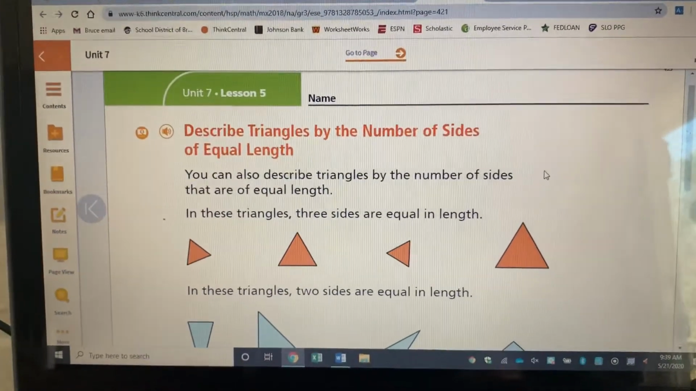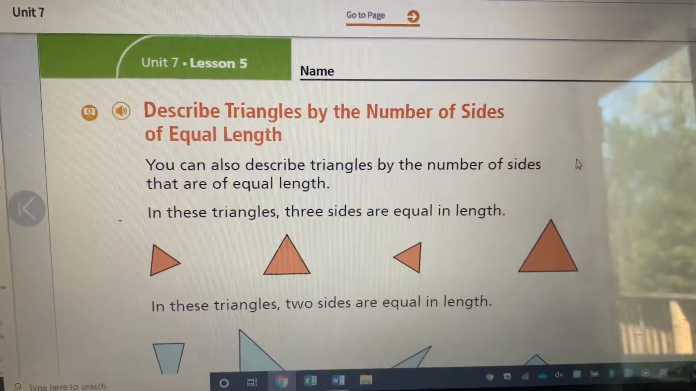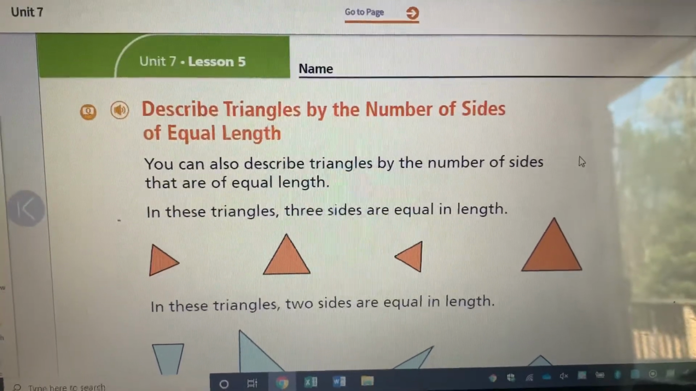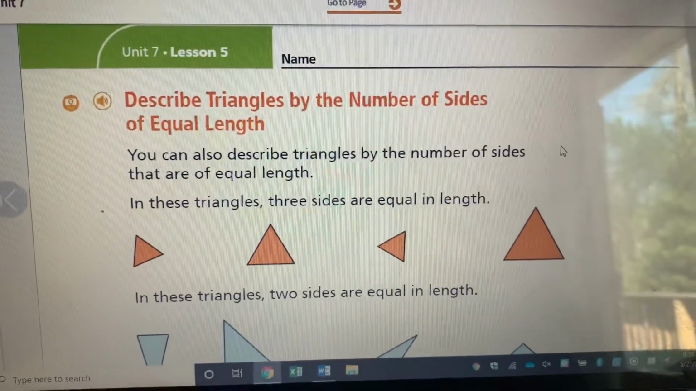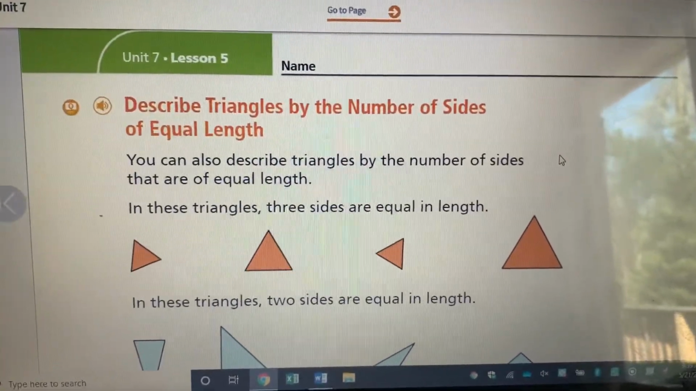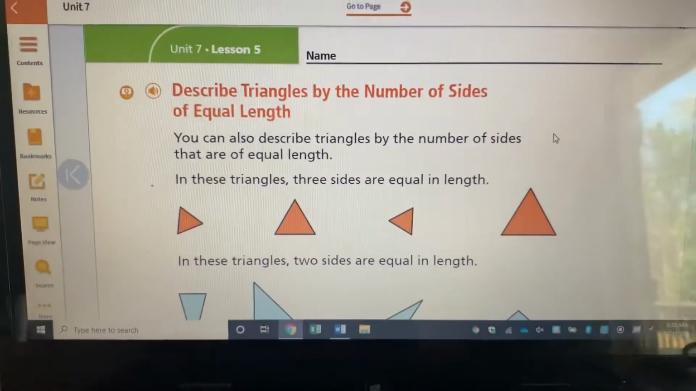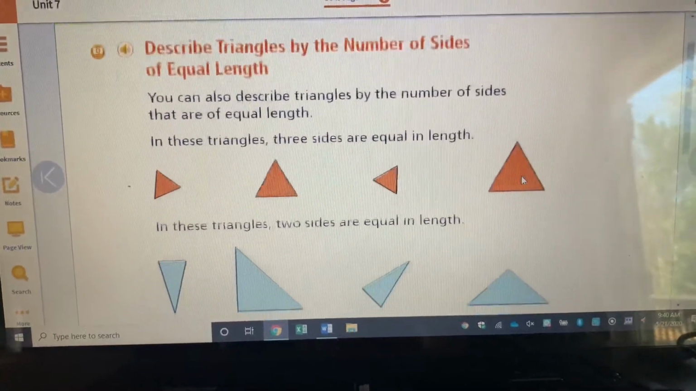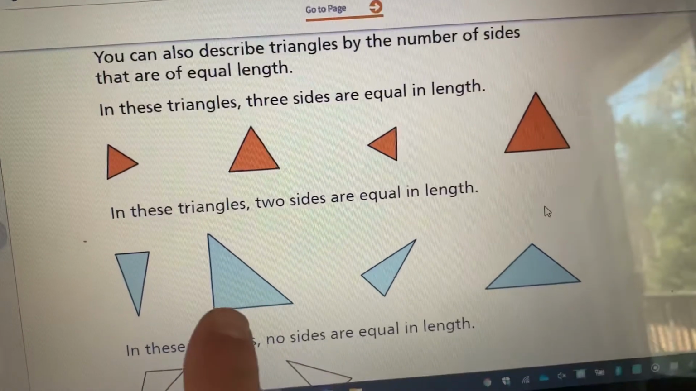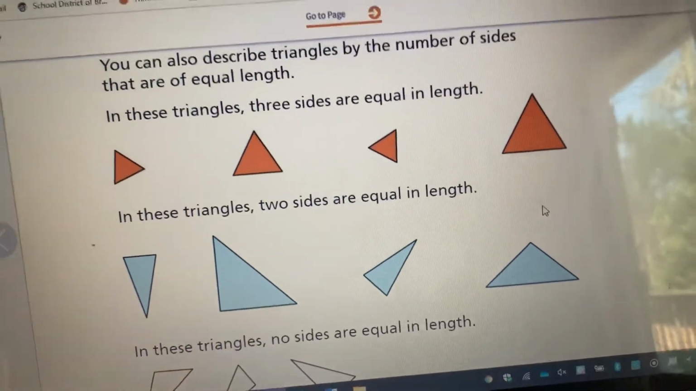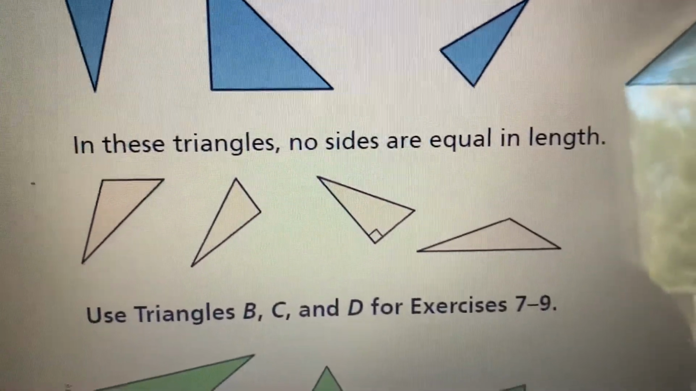So describing triangles by the number of sides of equal length. You can also describe triangles by the number of sides that are of equal length. So if a triangle has all the same sides, it's actually called an equilateral triangle. But we just can look at this one and know they all have the same sides. Some triangles have two sides that are the same. Like this right triangle right here has two that are the same. And then some have sides that are all different.